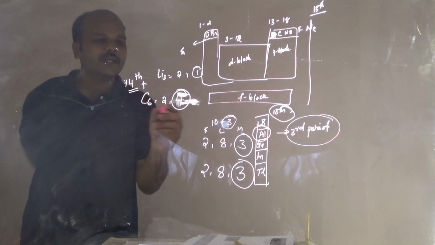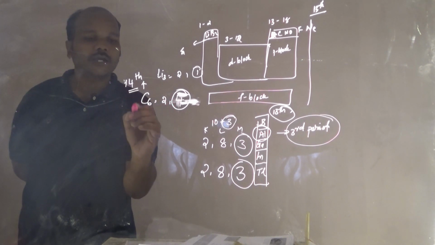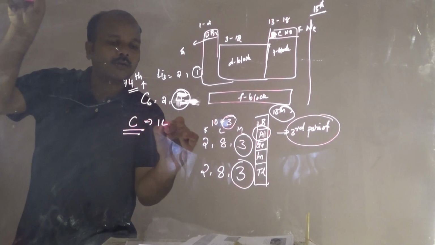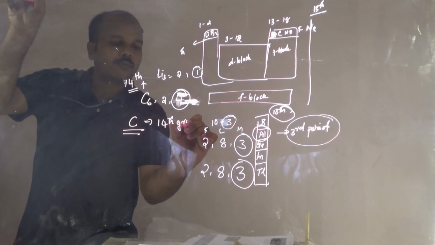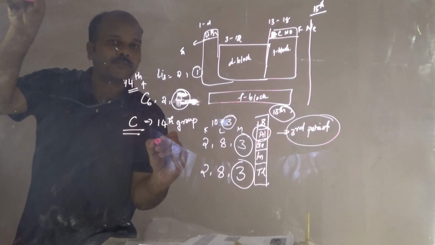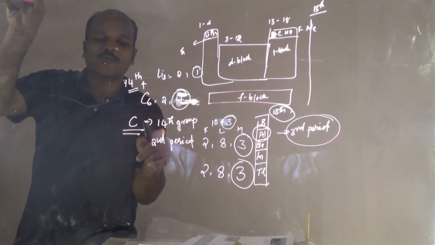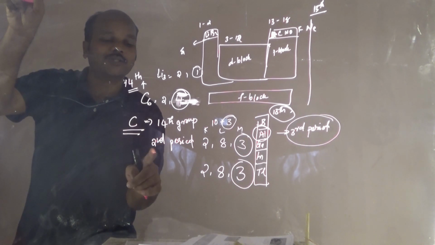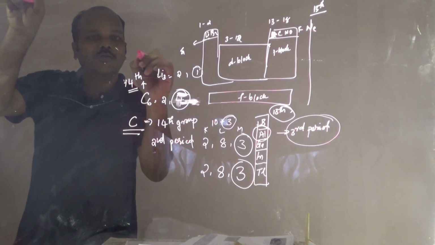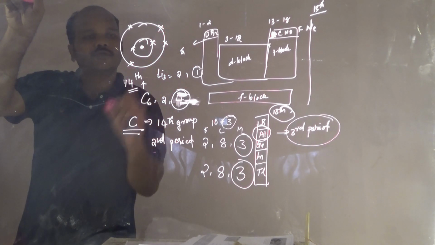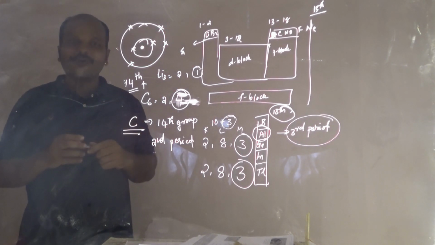For example, take carbon. It is in the 14th group and the second period. So immediately you can say it has 4 valence electrons and 2 shells because it is in the second period. If I write carbon, it is going to have 2 electrons and then 1, 2, 3, 4. So this is the electron configuration of carbon.